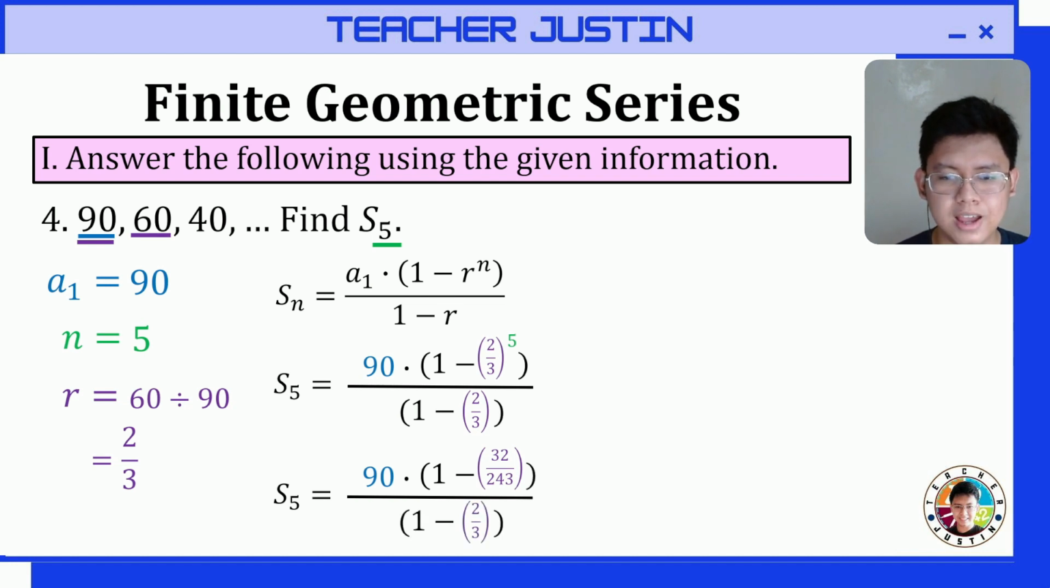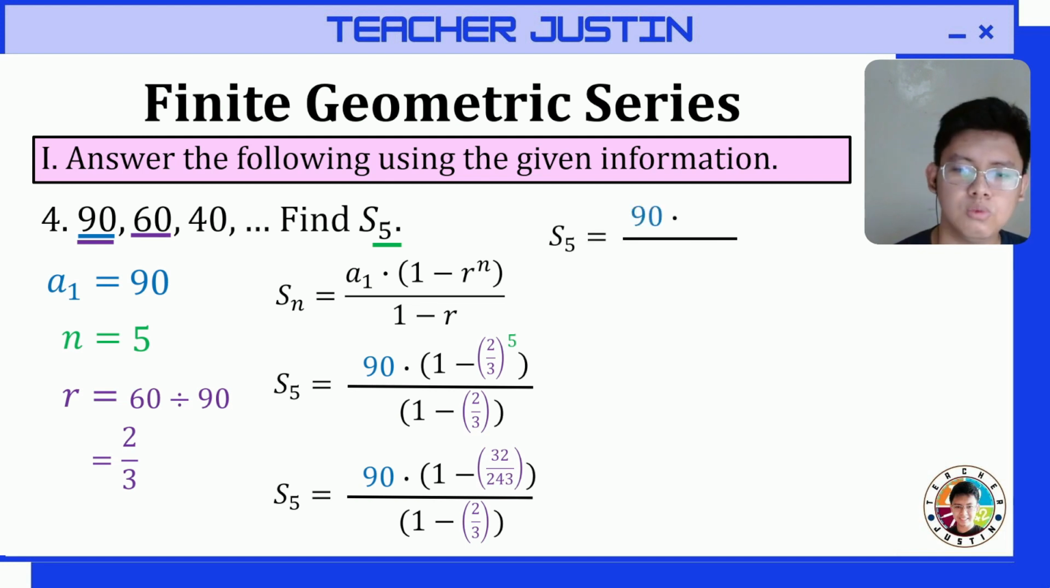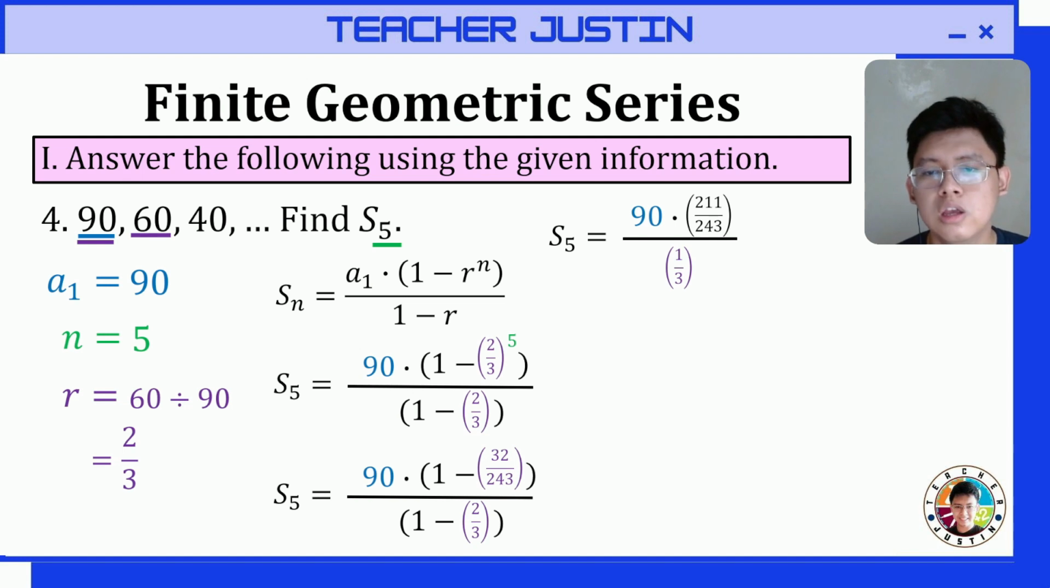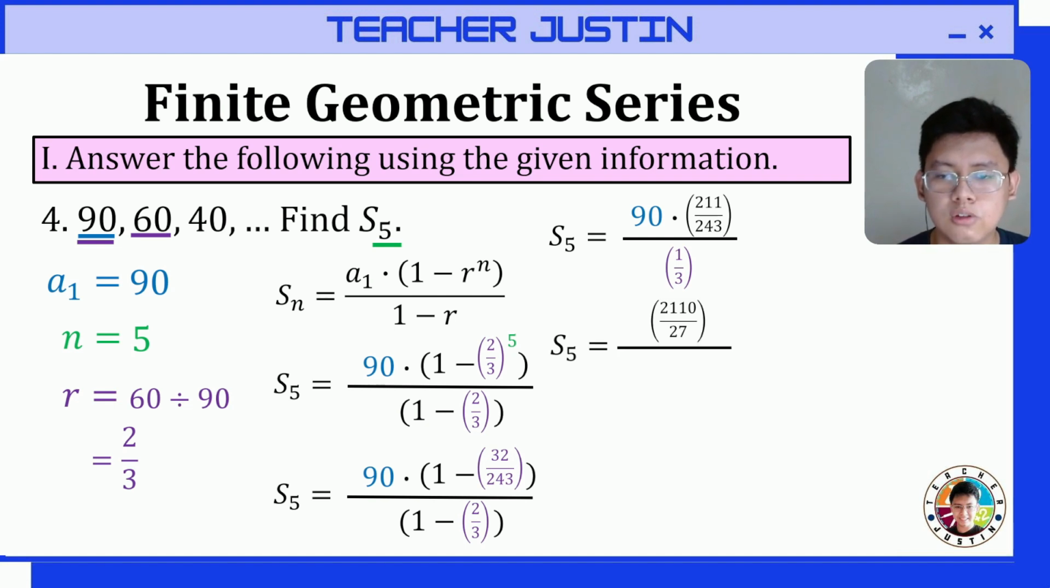So, let's simplify. We will have S sub 5 is equal to 90 times 1 minus 32 over 243. That will be equal to 211 over 243. All over 1 minus 2/3 will be 1 over 3. Now, let's multiply 90 and the fraction 211 over 243. So that will give us 2,110 over 27 all over 1/3.